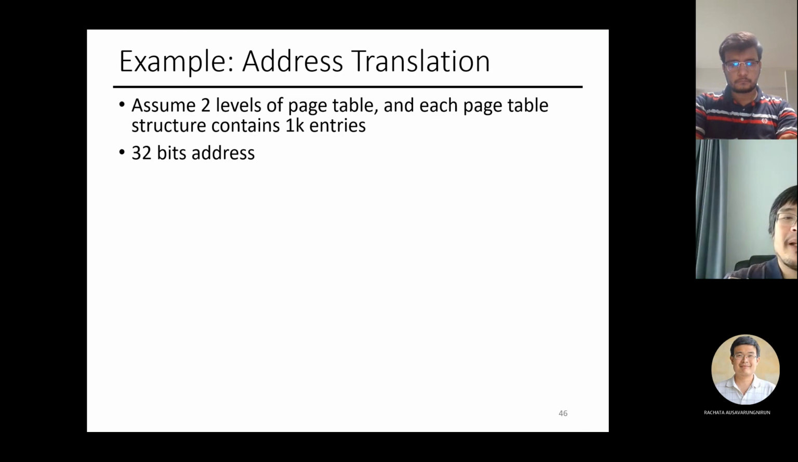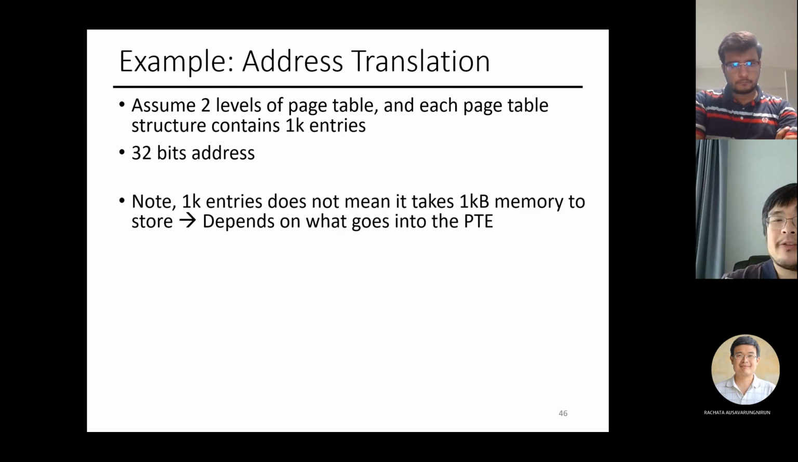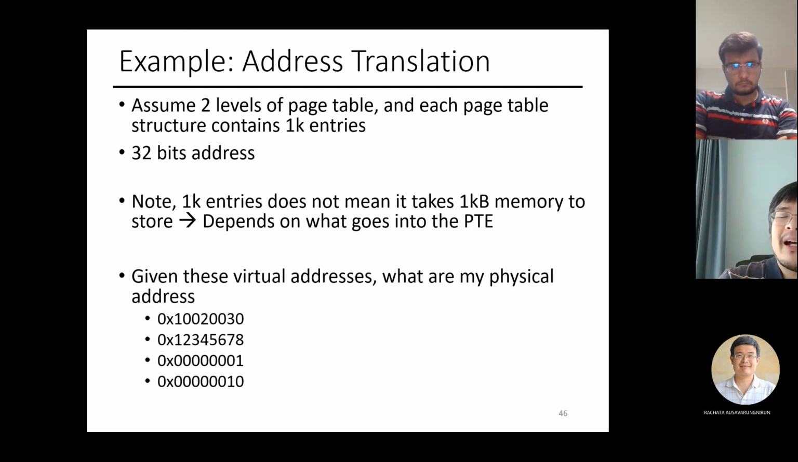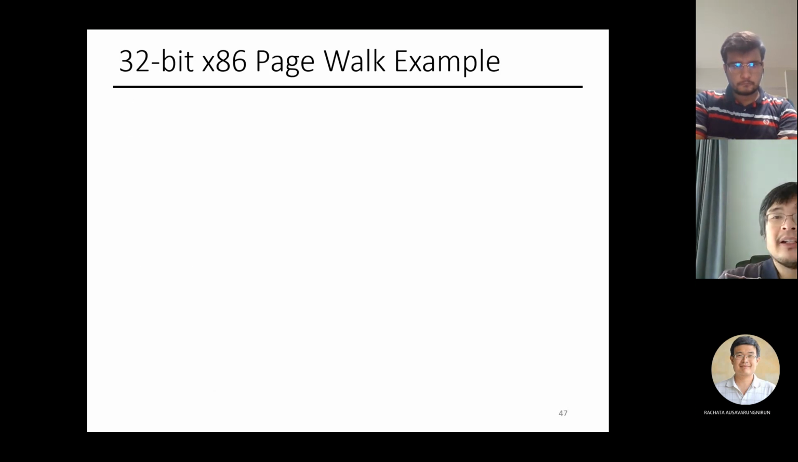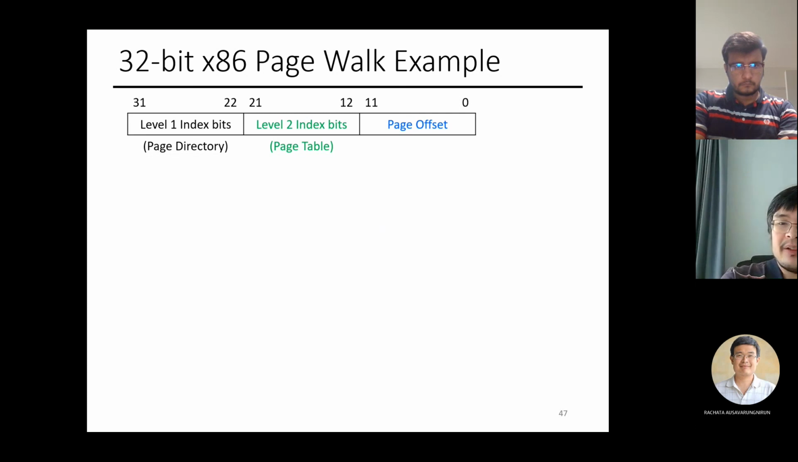Let's assume a 2-level page table, and each page table structure contains 1,000 entries. And you have a 32-bit address. Basically, your address is 32 bits long. Note that 1,000 entries doesn't mean it takes 1,000 kilobytes, because each entry contains data, so it can contain multiple bytes of data. If I give you a random virtual address, how do I get the physical address?